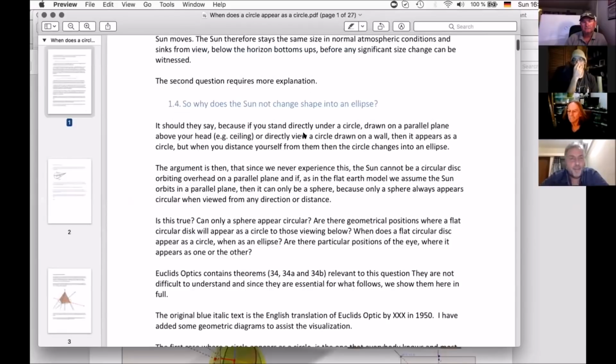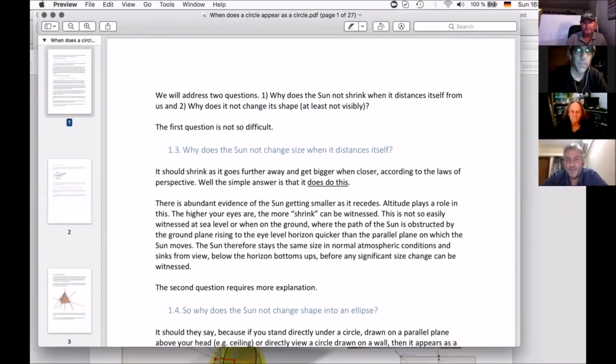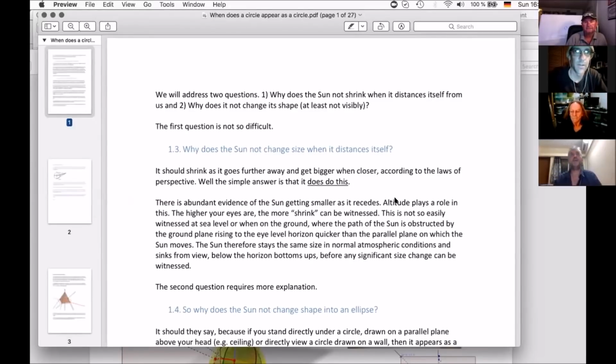There's another thing here that might be quite interesting for you guys. When does a circle appear as a circle? I don't know if you've heard the Glober argument that if you're looking at a clock on the wall and you go to one side of the clock, the clock will appear to be an ellipse. Globers will always say it can't work in a flat plane. If the sun is a circle and it's going round, then it should change its shape, right? Intuitively, they're kind of correct.